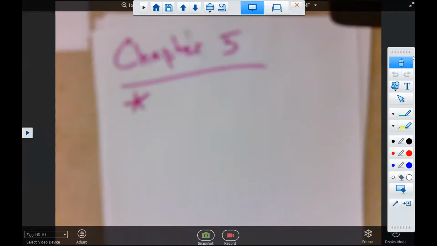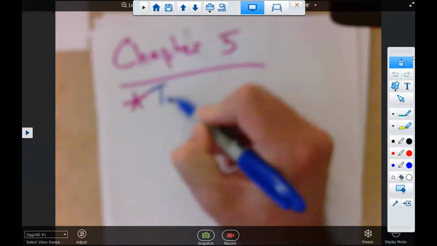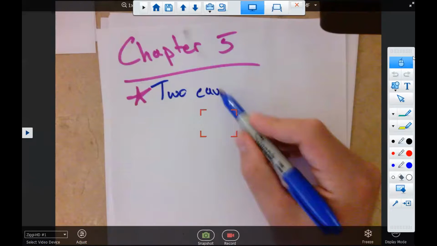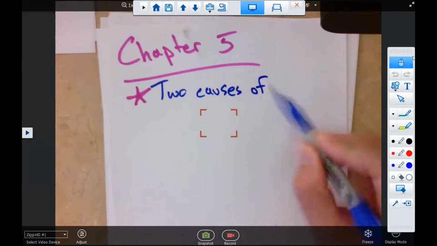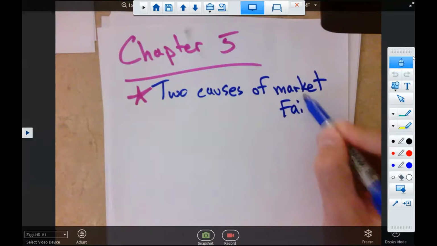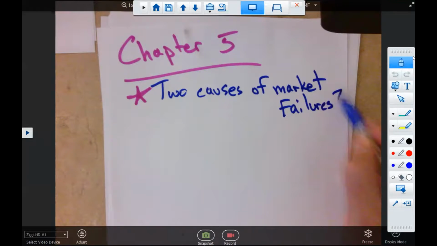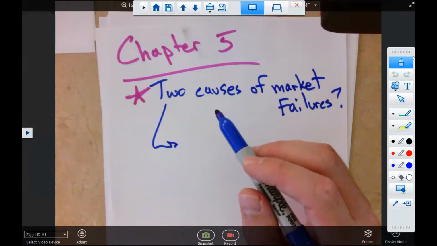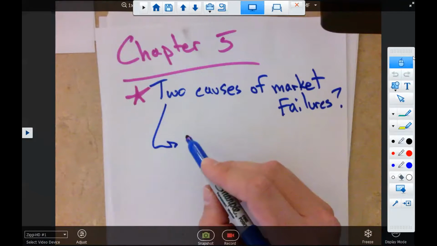What about Jacob? The 2 causes of market failures. It'd be helpful if you could see. Anybody? Anybody remember from the reading? Yeah. Either don't allocate resources at all to produce a good, or it's over or under allocated.